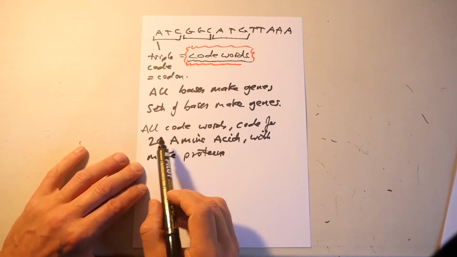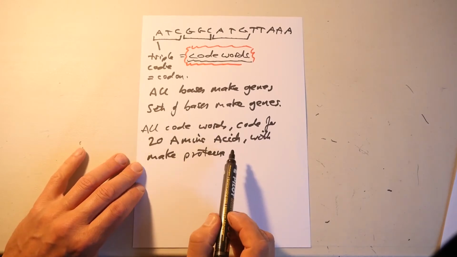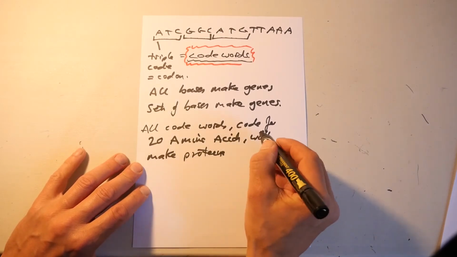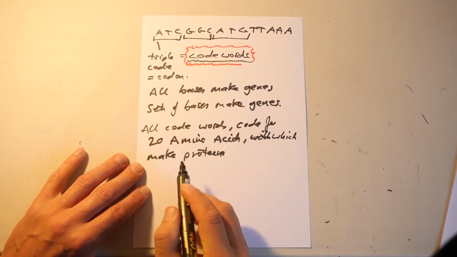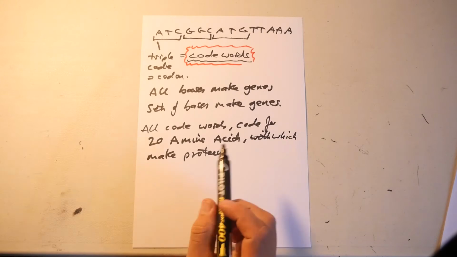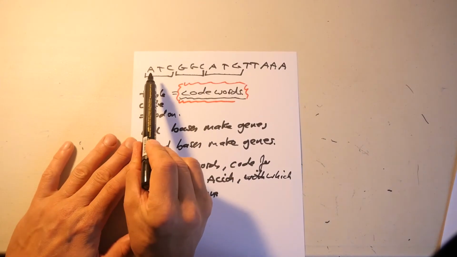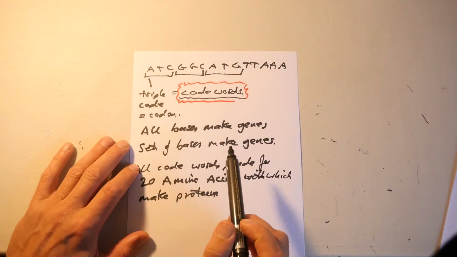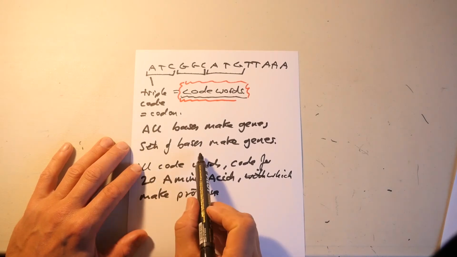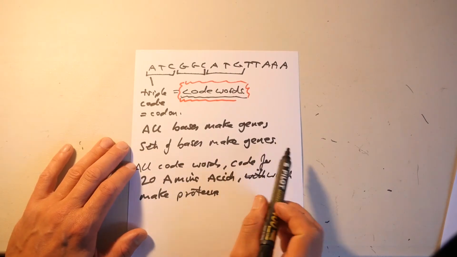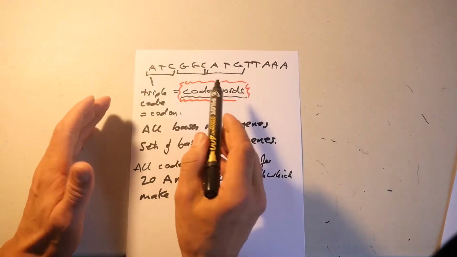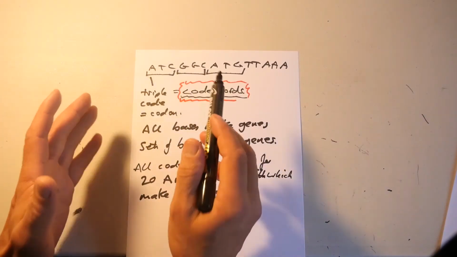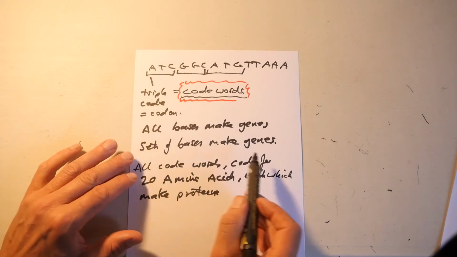And they code for a total of 20 amino acids, which make proteins, okay? When you have lots of bases together like this, when you get sets of bases, they make genes, okay? So genes are made from some of the bases, and it's sets or groups of the bases that form genes, okay?